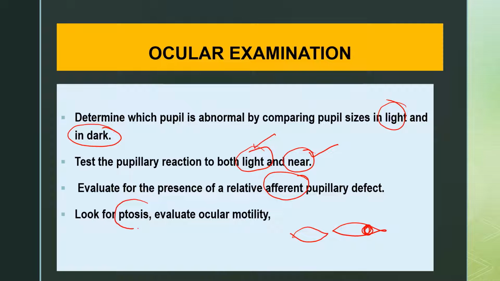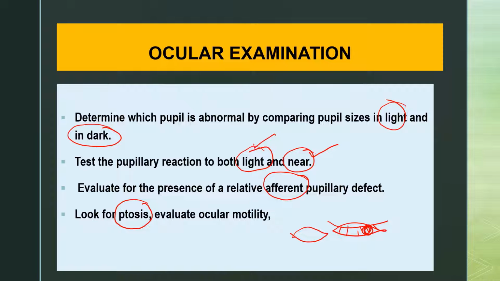Similarly, you look for ptosis. Ptosis can be present in a third nerve palsy as well as in Horner syndrome. However, in Horner syndrome, the ptosis is a partial ptosis because of the effect on the Muller's muscle, whereas in the third nerve, it is the levator which is affected, and therefore you get a complete ptosis in the third nerve. So all this ocular examination is very important.